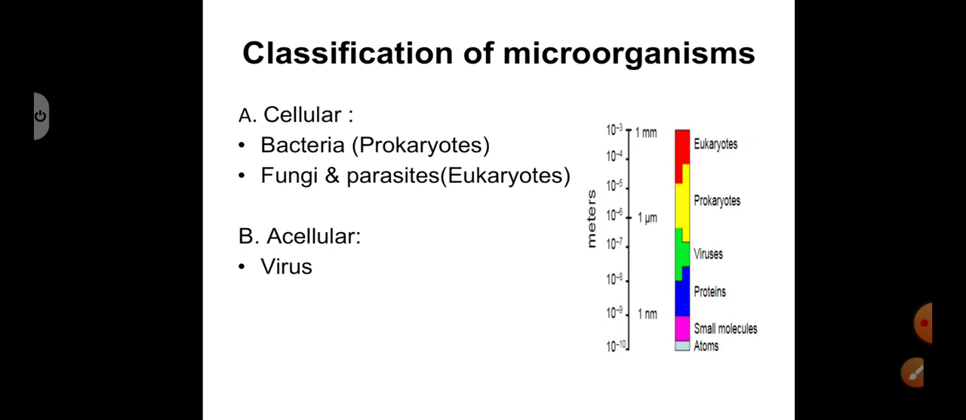So first let us look into classification of microorganisms or microbes. The microbes with cellular organization are bacteria, fungi and parasites. Bacteria belong to prokaryotes, which have ill-defined nucleus and do not have membrane-bound organelles, whereas fungi and parasites belong to eukaryotes, which have well-defined nucleus and all membrane-bound organelles like Golgi apparatus, mitochondria, etc.